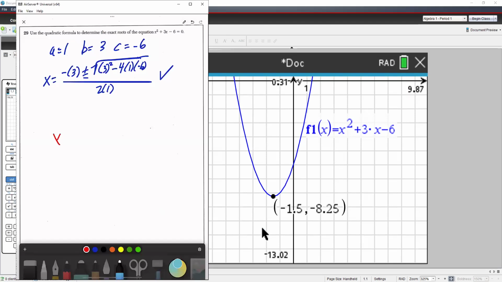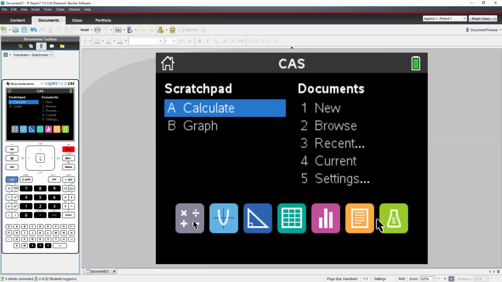So it's going to be x equals negative 3 over 2 plus or minus. Now I've got to figure out what goes in the second part. So all we're going to do is take the positive y coordinate. It's going to be 8.25. I'm going to convert it to a fraction. So watch. I'm just going to go here, convert it to a fraction.